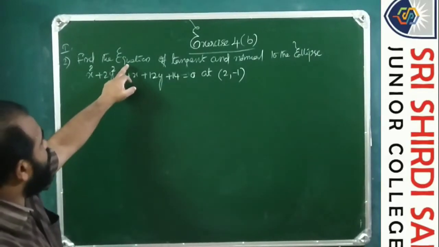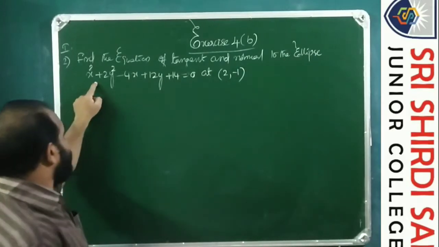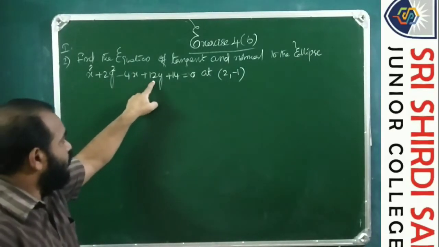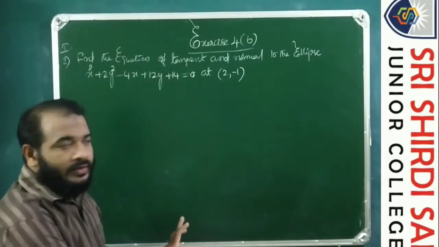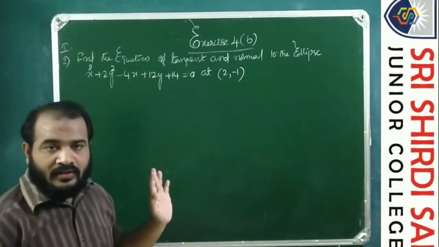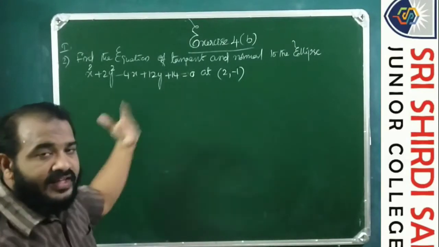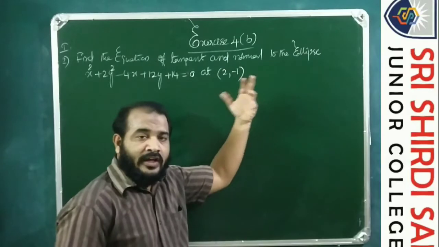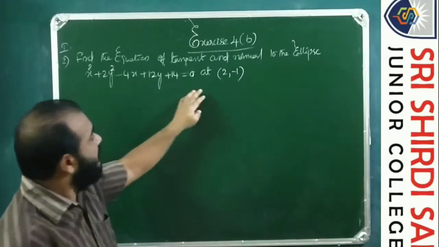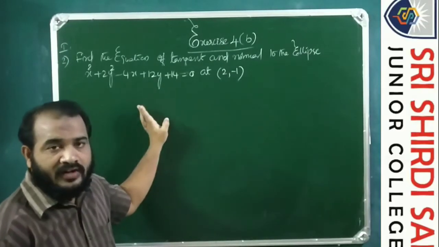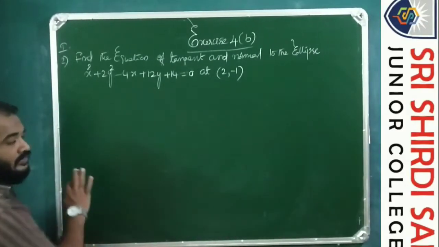Now the question is: find the equation of the tangent and normal to the ellipse x square plus 2y square minus 4x plus 12y plus 14 equals 0 at (2, -1). The same problem, but the numbers are different. And one more thing we have noticed here is that earlier the ellipse was in the standard form whose center is at the origin, but here the center is not at the origin, shifting of the origin has taken place. But the concept is the same.